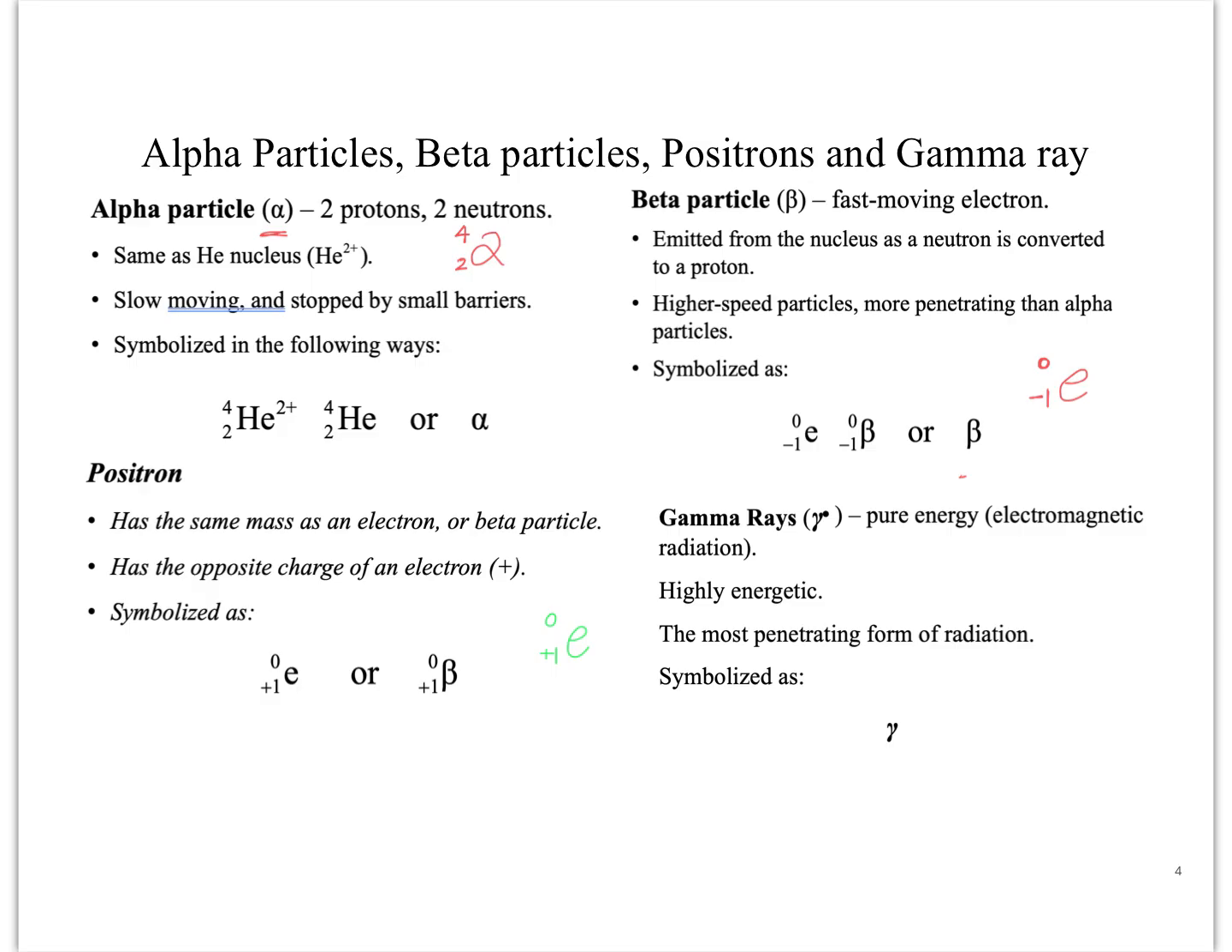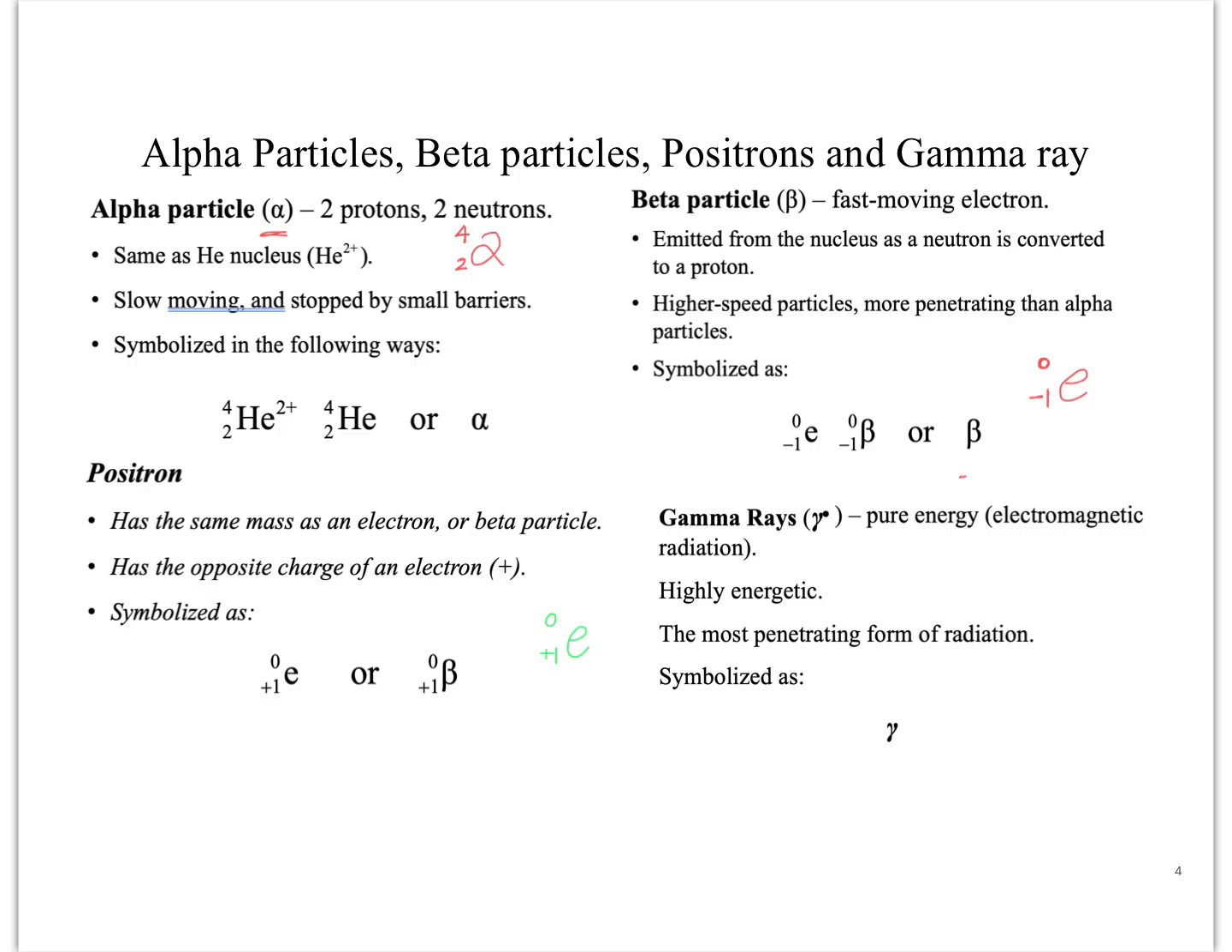The last one is an energetic ray that is just pure energy without any particles, the so-called gamma ray. A gamma ray is very, very high energy and does not have charge or mass. We use gamma to indicate the gamma ray, and it is just pure energy.